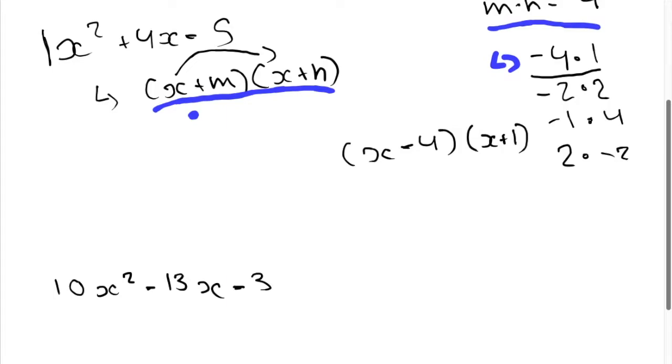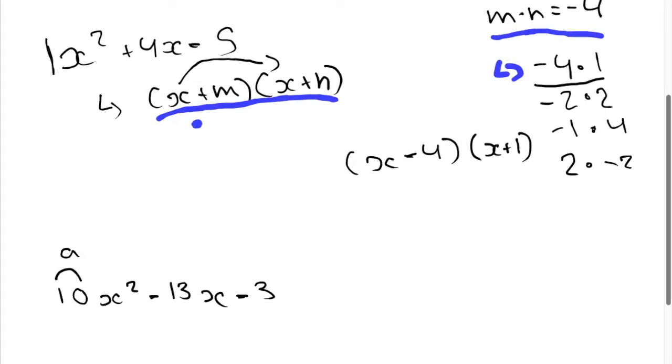You factor it using a method called decomposition. The first step in decomposition is always to remove a common factor. In this case, there is no common factor between 10, 13, and negative 3, so that step is considered already done because it's in the simplest form. The next step is to multiply a and c. Again, this is a, and the last constant is c.